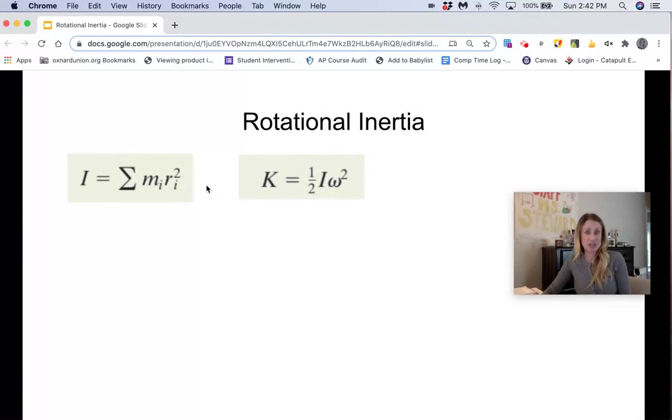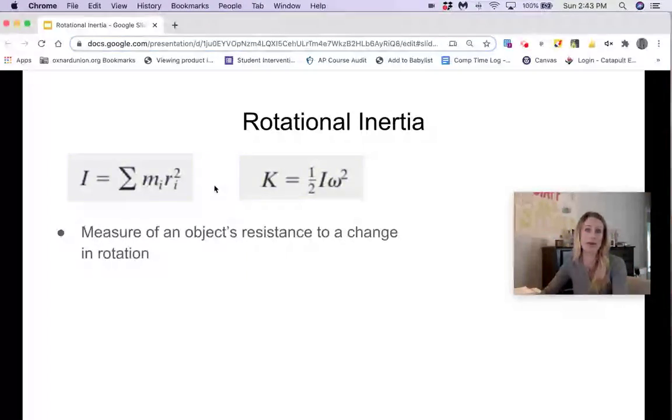And then we can use this equation for kinetic energy, and this is rotational kinetic energy: 1/2 times big I, which of course is our rotational inertia, times our angular velocity squared. So make sure you write those equations down.